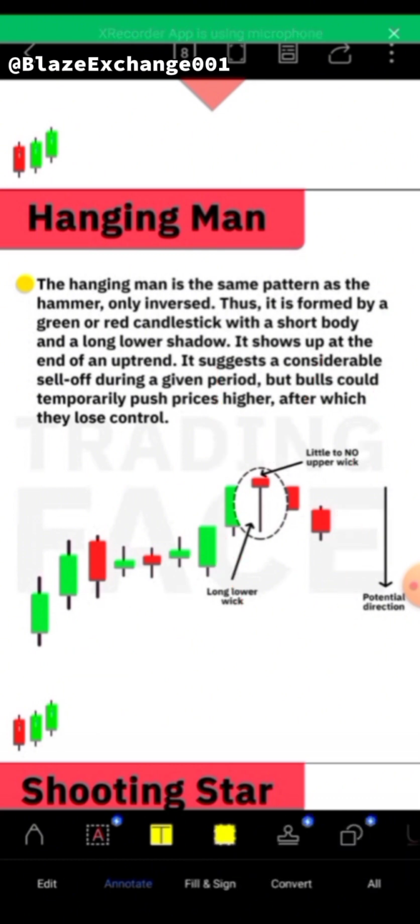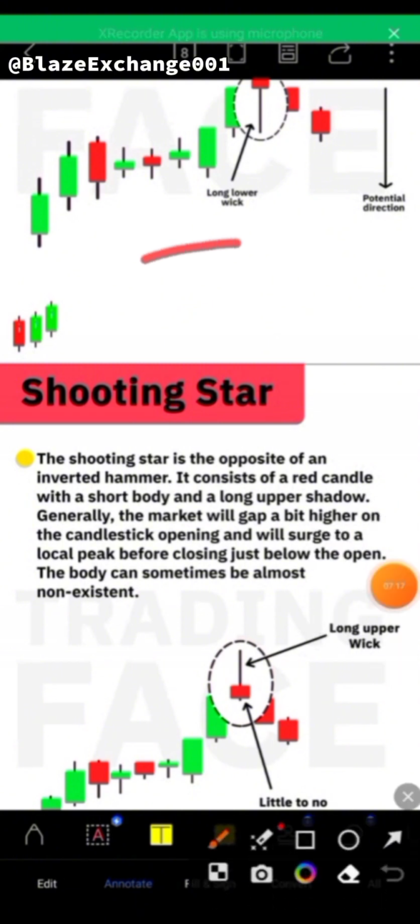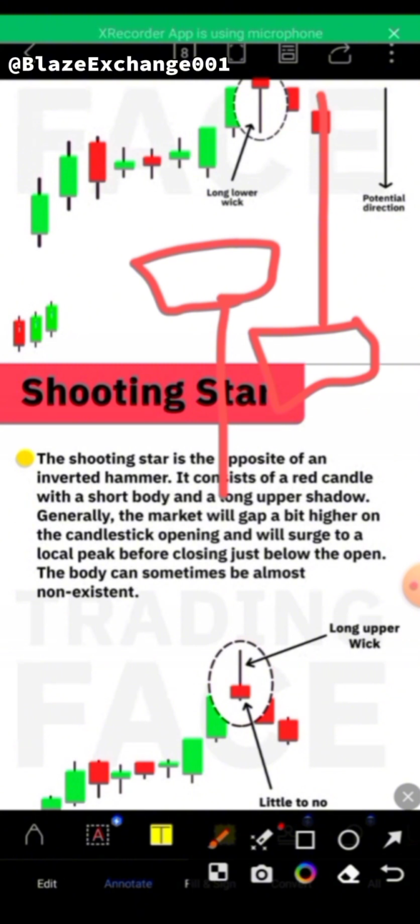As simple as that. So now we have the shooting star. You see, the shooting star is the opposite of an inverted hammer. You know the inverted hammer? Let me draw it without going back. The inverted hammer is like this, right? But the shooting star is the opposite of this. The upside down of this will give something like this, with the wick up. That's the upside down of this. You understand what I'm trying to say?